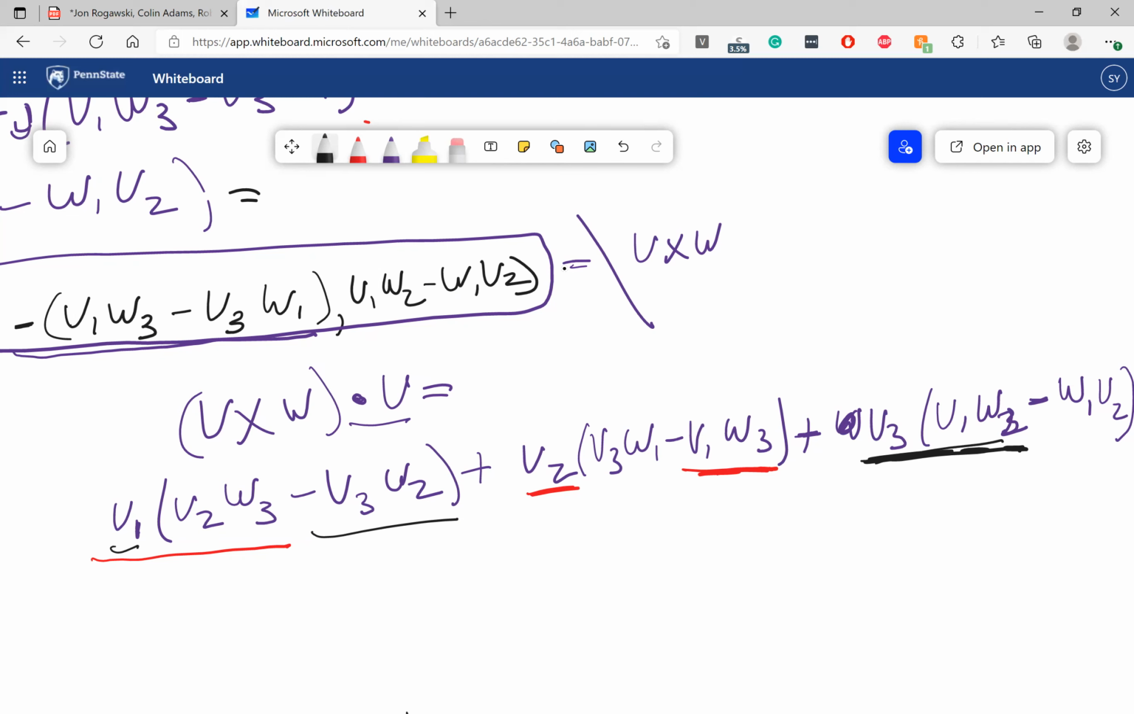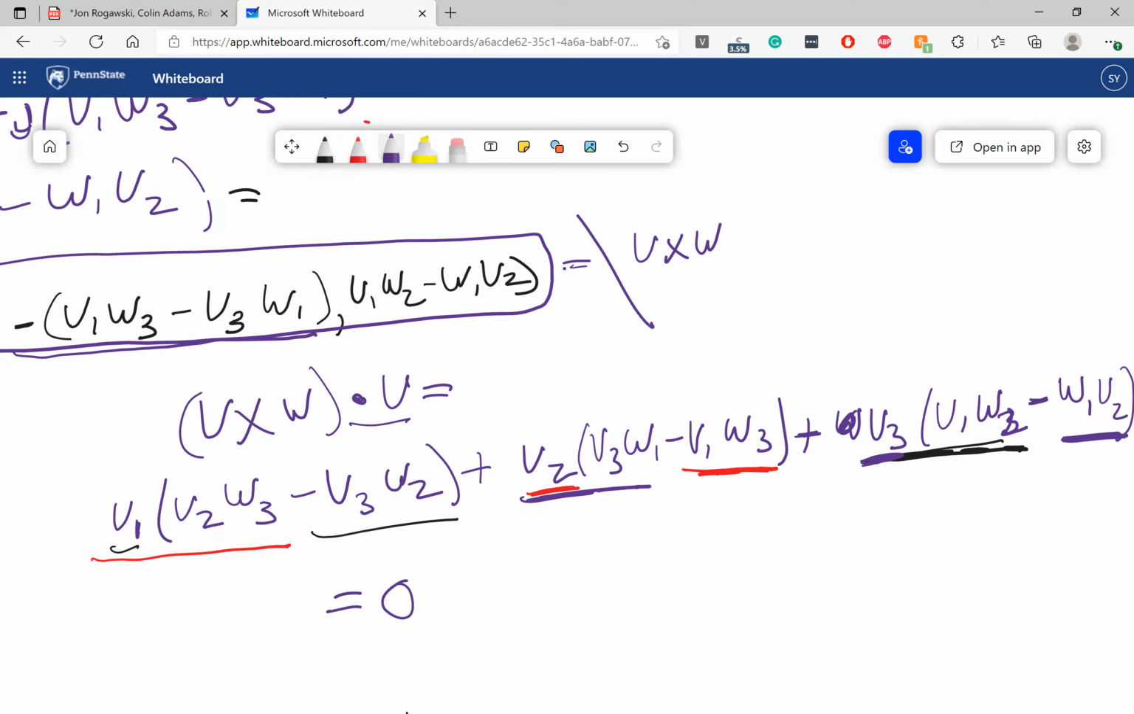Okay, and finally, the last one is this one over here. V2, V3, W1 cancels with V2, V3, W1 minus. So you get 0. Okay, does this make sense?